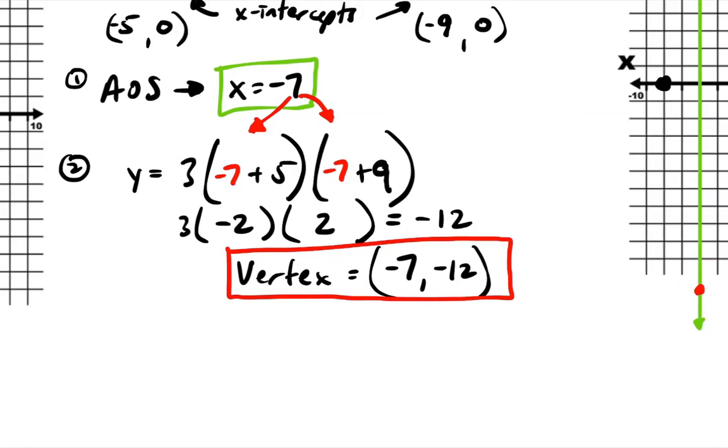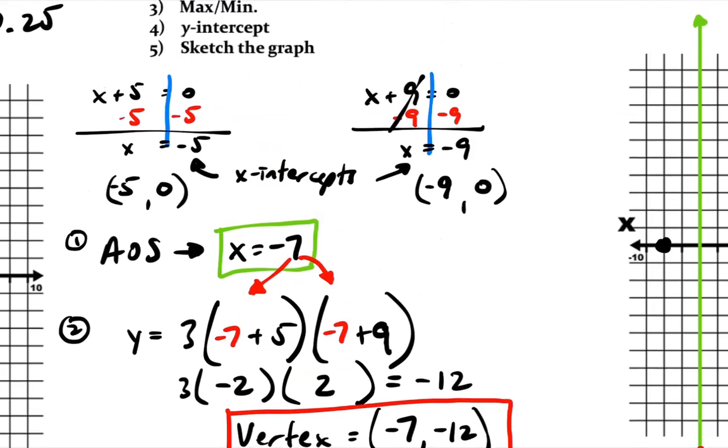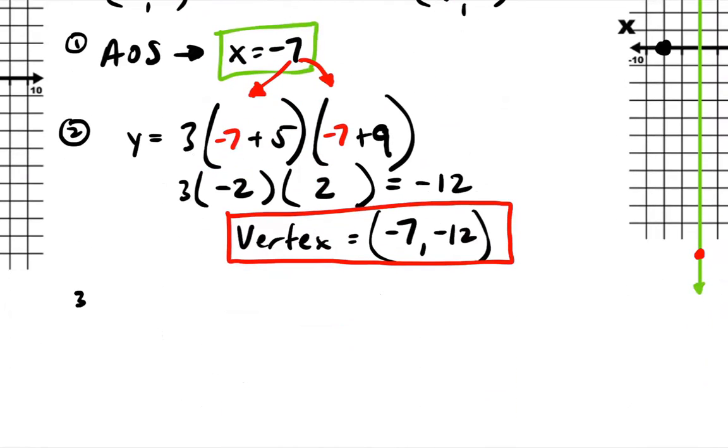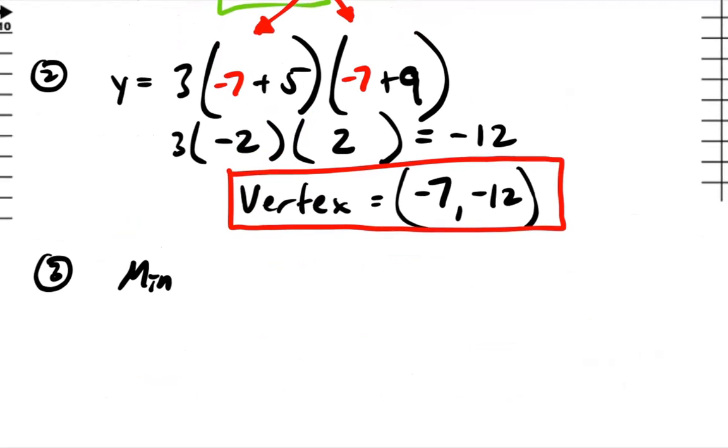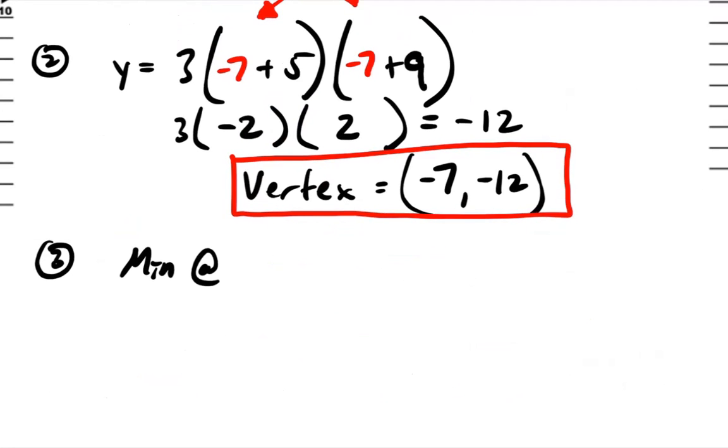Okay. The next one was maximum or minimum. So minimum, good. We already kind of knew that before, because when we sketched our graph up here, we knew it was a minimum. So the minimum is at y equals -12.